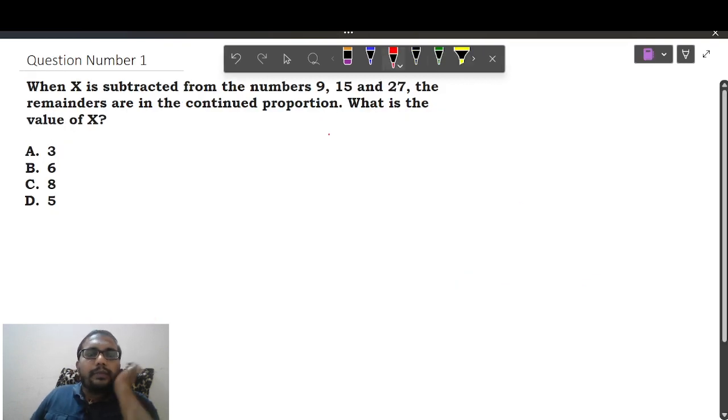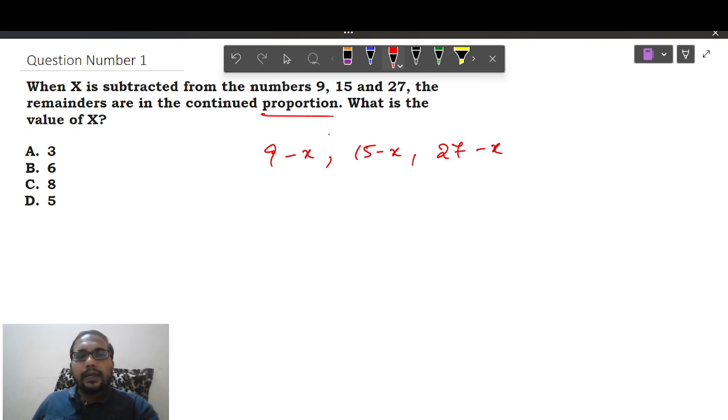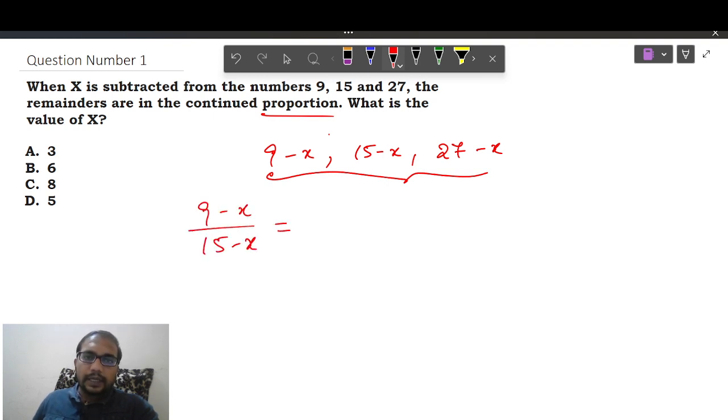Okay, let's see some questions. When x is subtracted from the numbers 9, 15 and 27, the remainders are in continued proportion. What is the value of x? So here 9 minus x is the first number, 15 minus x the second number, 27 minus x the third number. Whenever x is subtracted, these values are in proportion. So what you have to do? 9 minus x by 15 minus x is equal to 15 minus x by 27 minus x.